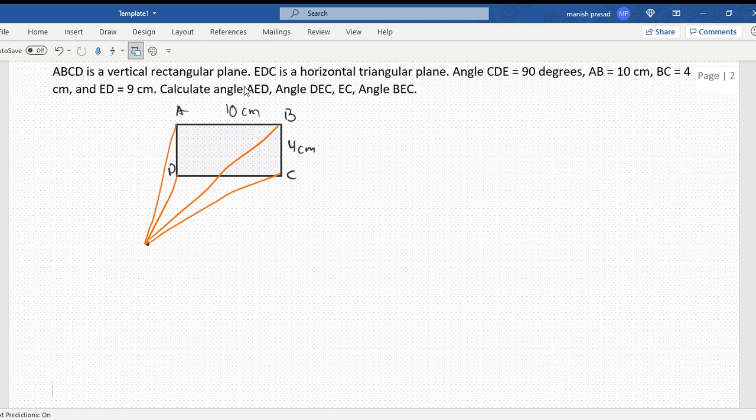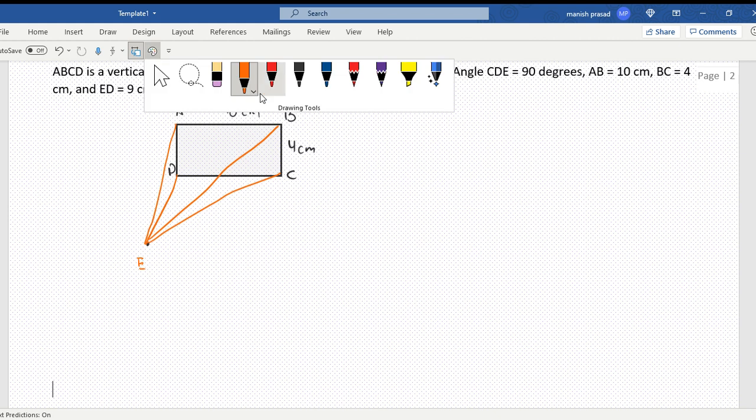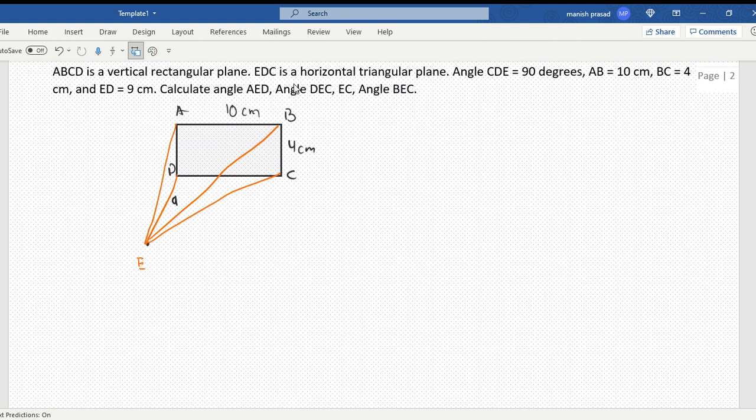Okay. And in this, DE is given to us as 9 centimeters. This is our point E. So, DE is given to us as 9 centimeters. This is a rectangle, meaning all the angles would be 90 degrees each. Okay, so everything written, check. Now we have to calculate angle AED. That means this is the plane that we are looking at, AED.